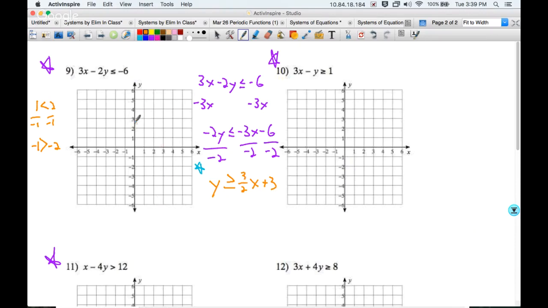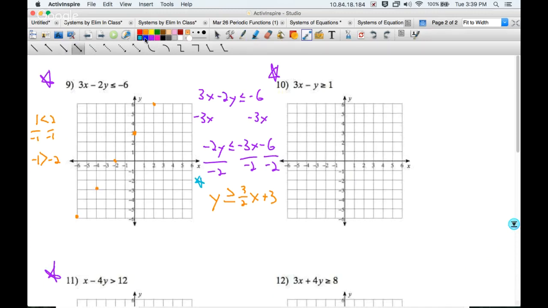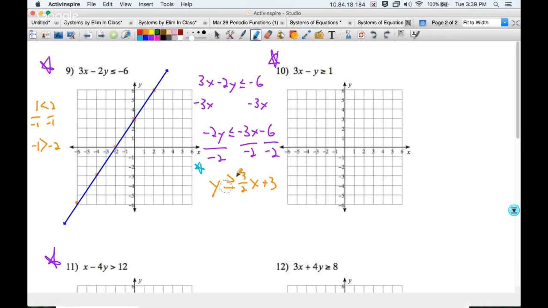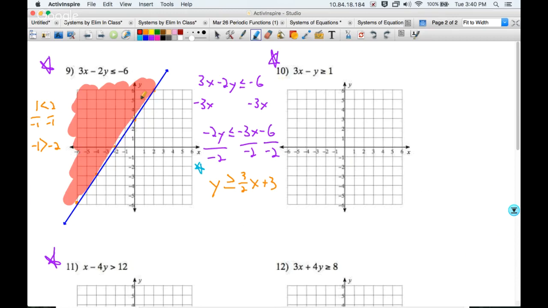All right, point at 3, go up 3 over 2, or down 3 left 2. I've got my line dotted in across the graph. I pick a solid line to connect these. And then, because I flipped this and now it's a greater than symbol, I'm going to shade above. Shade up here.